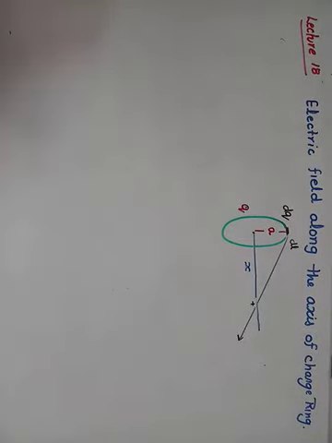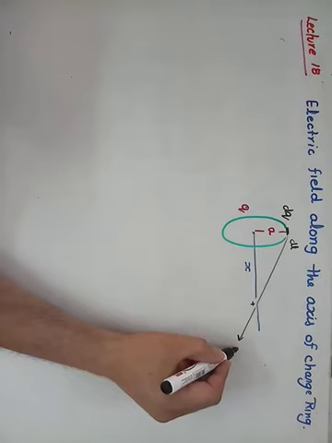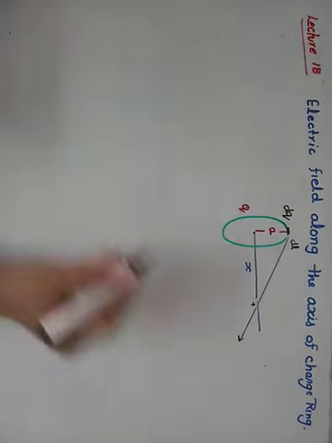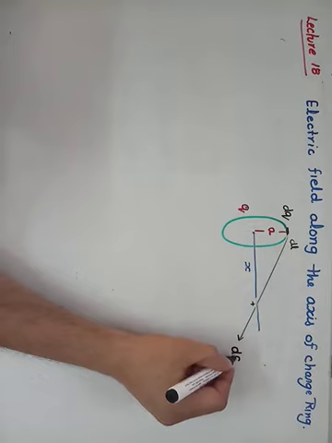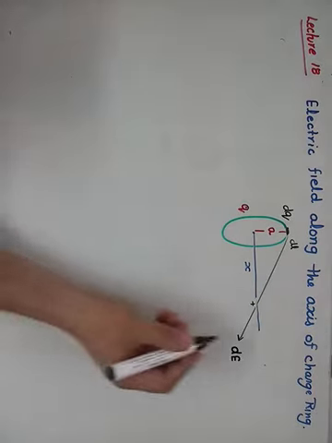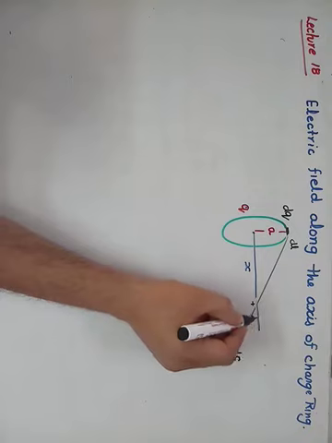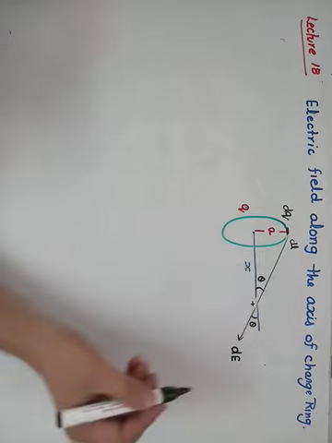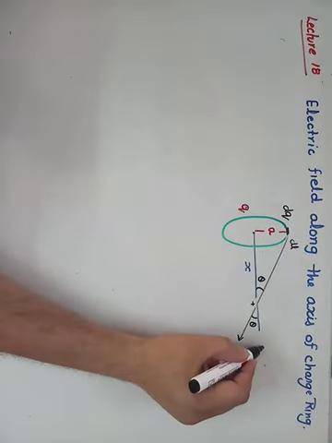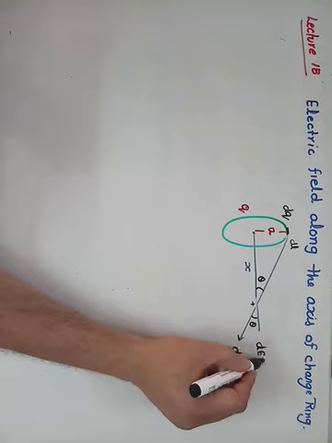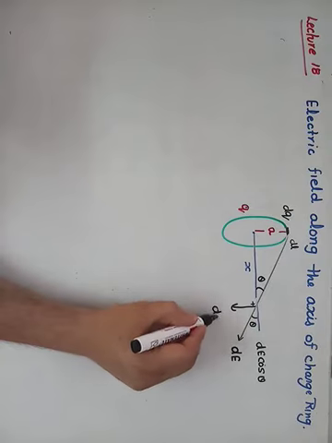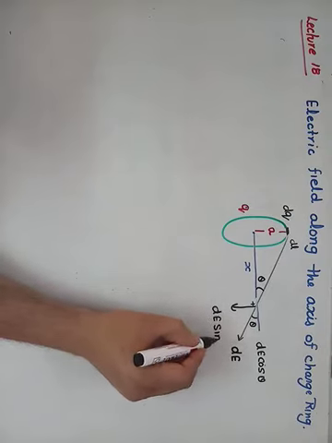Since we have taken a small charge dq, the electric field will also be taken as dE. The small field dE is the electric field due to this charge dq. Let it make an angle theta with the axis of the ring. This is also theta. Therefore, if we resolve it, we get two components. One is dE cos theta, and the second one is downward, which is dE sin theta.